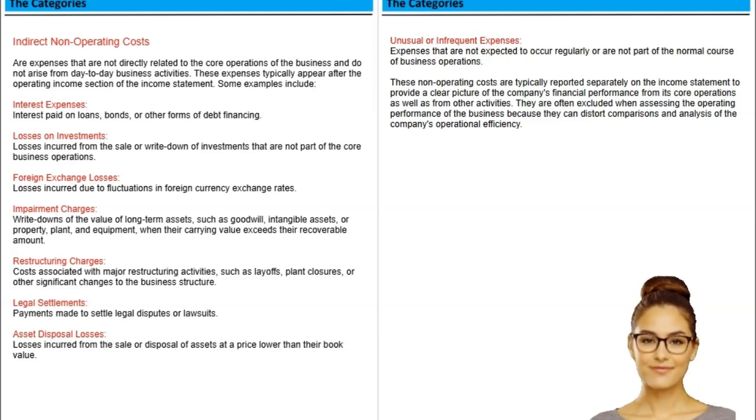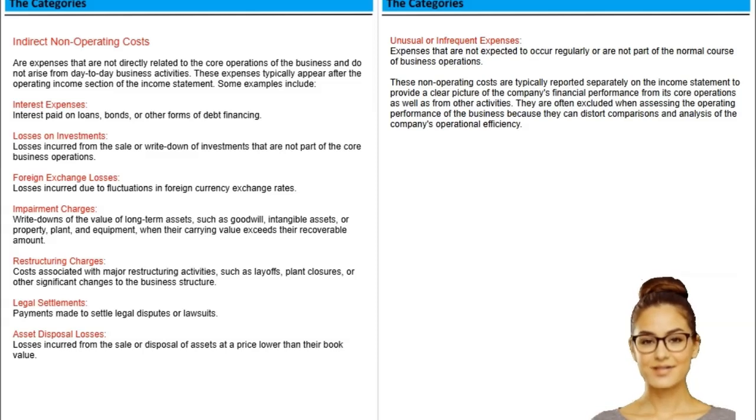Let's discuss a few of them, starting with interest expenses. These are interest paid on loans, bonds, or other forms of debt financing. A point to remember is, in finance and economics, interest is payment from a borrower or a deposit-taking financial institution to a lender or depositor of an amount above repayment of the principal sum, that is, the amount borrowed, at a particular rate. It is distinct from a fee which the borrower may pay to the lender or some third party.